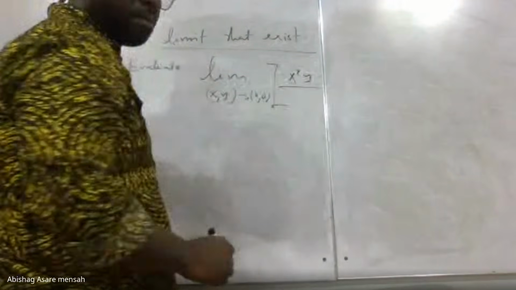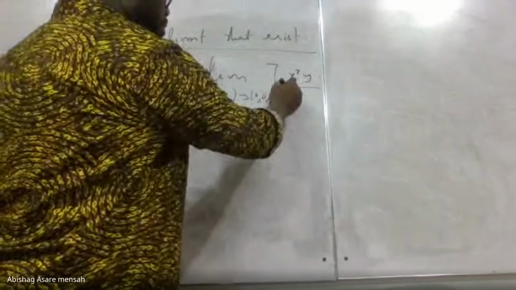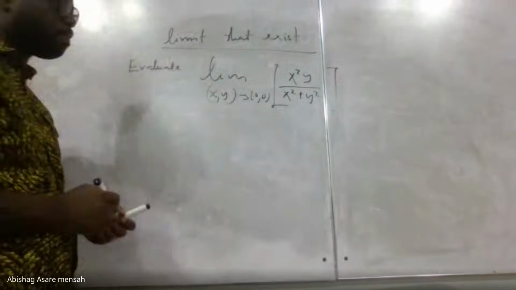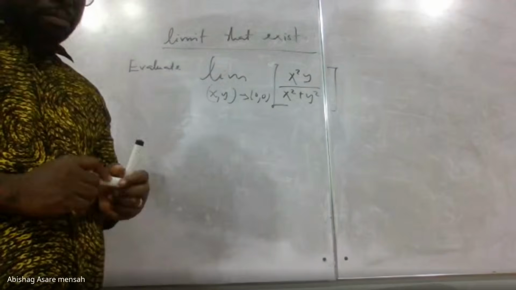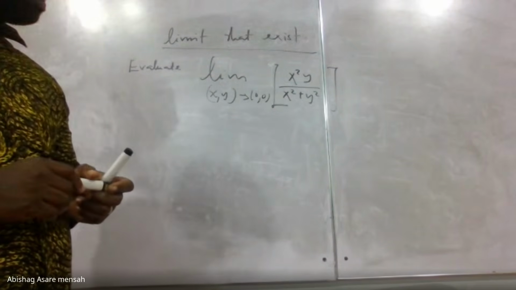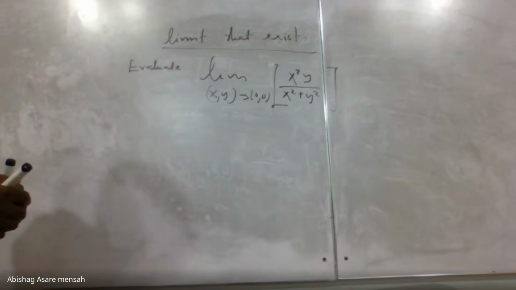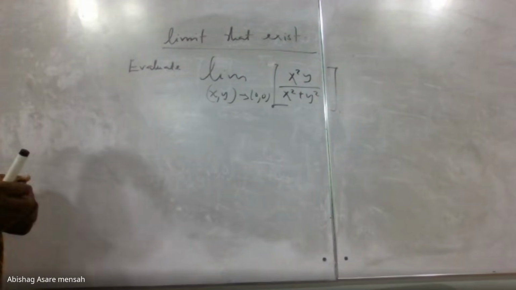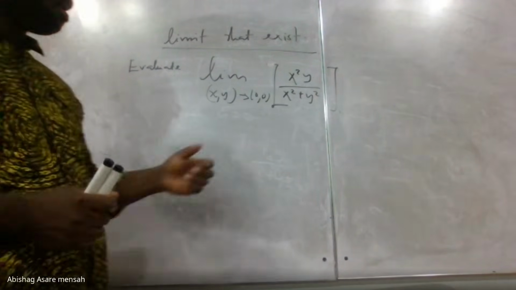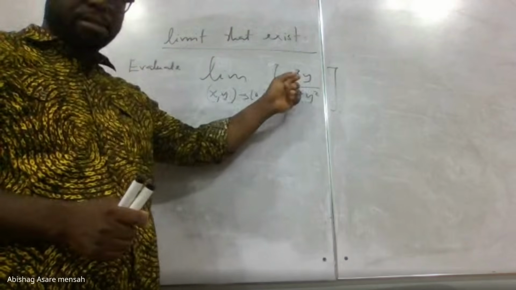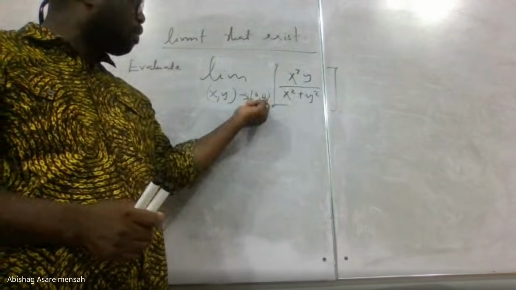So here I have x squared y all over x squared plus y squared. We have to evaluate this. Now let's look at this. You see that if you put in the values of x and y, what will happen?